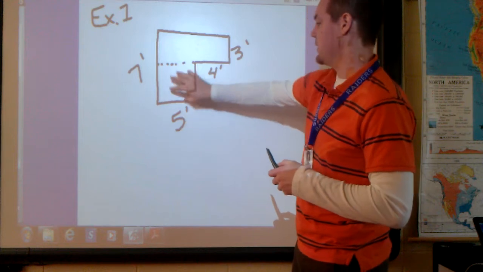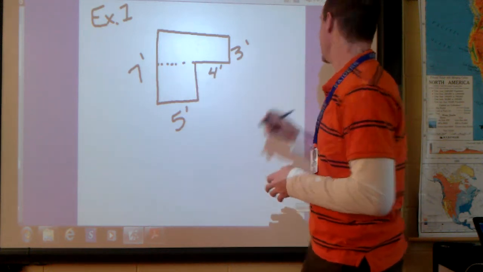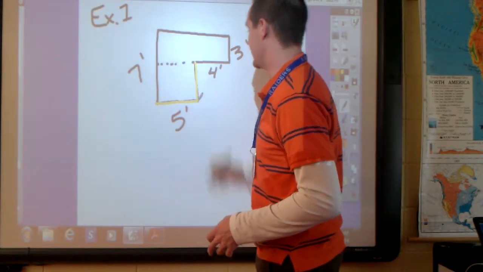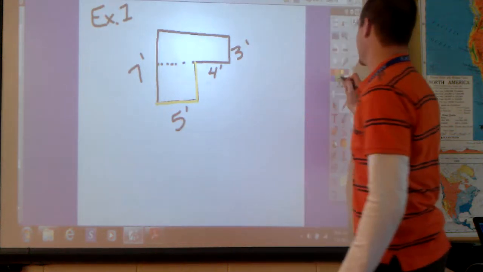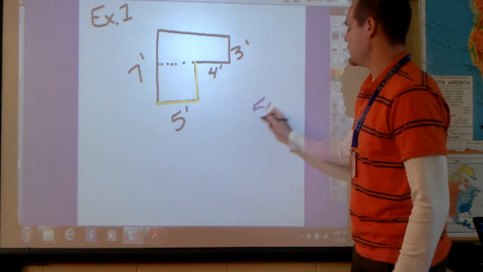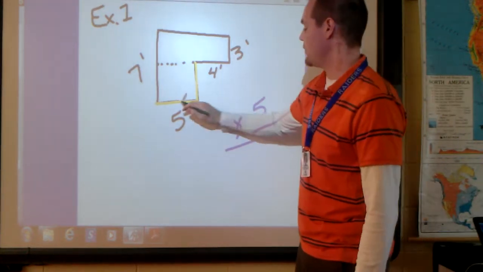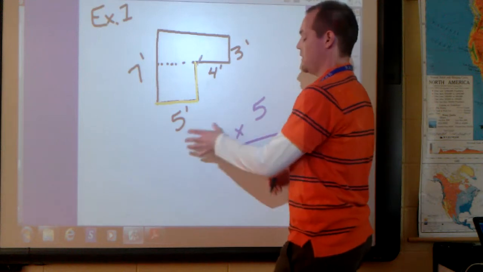So to find the area of this small side, we need to take the length and multiply it by the width. Now they don't give us the width, they give us the length of 5. So I'll write down 5, and I know I need to multiply it by the width. So 5 times this side, of course, equals the area of our shape.